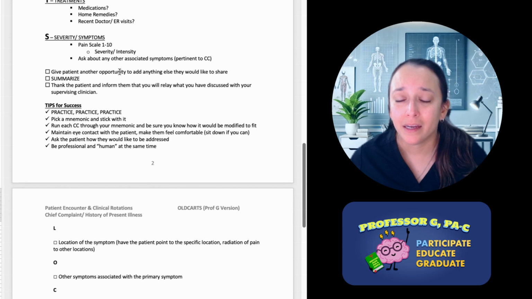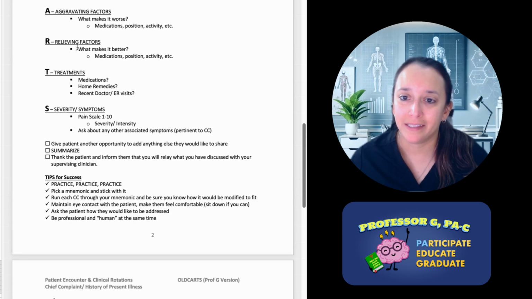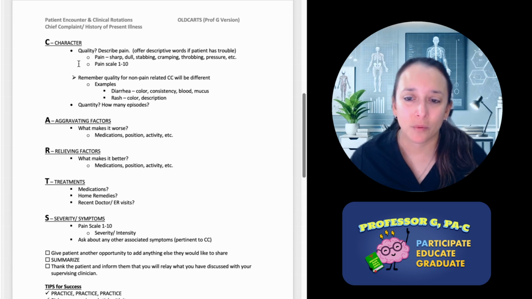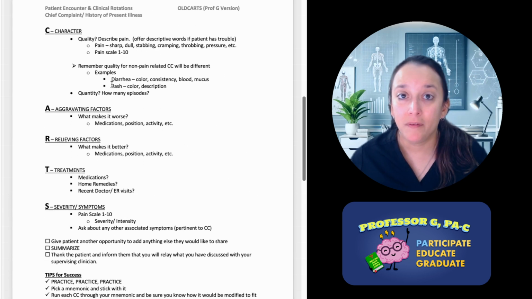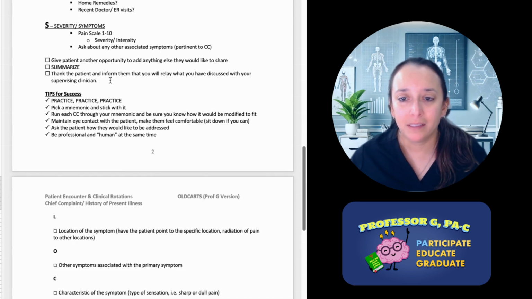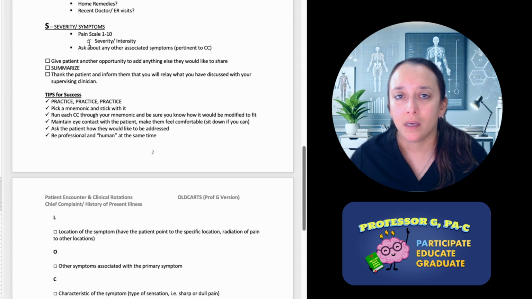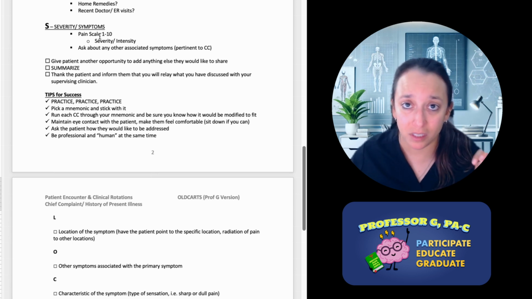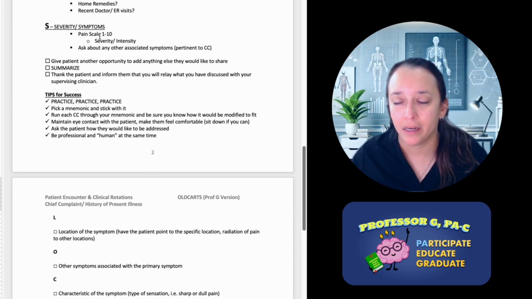And then my S is kind of two-part. The traditional S on old cards is severity, and that's referring to the pain scale that we talked about earlier. If you did not ask it up in the character, remember I like to ask it up here in character when I'm talking about the pain itself. If you forget, this is another reminder. Oh, I need to talk about the pain scale. The pain scale is it says 1 to 10 here on this cheat sheet. It could technically be 0 to 10. If they have zero pain, then it's a zero, right?